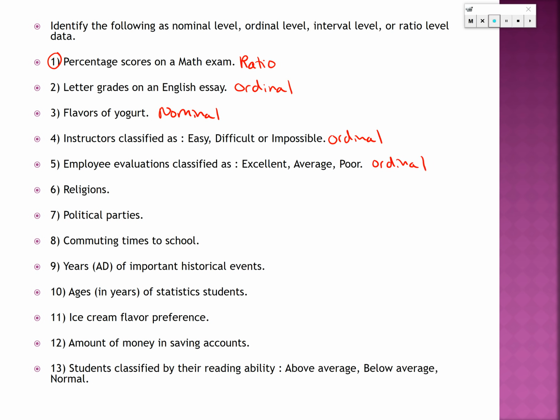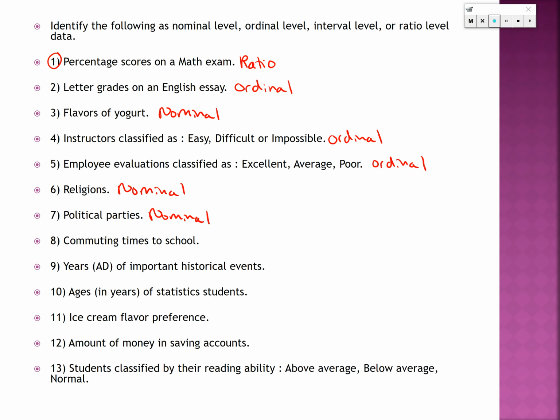Number 6, religions. We're not saying which one we have a preference for. We're not ranking them at all. We can't measure the difference between them. So we would only be able to put them by name. Name and nominal both start with N. Same with political parties. I'm not ranking them in my order of preference. There's no measurable differences between them. So they're just by name alone.